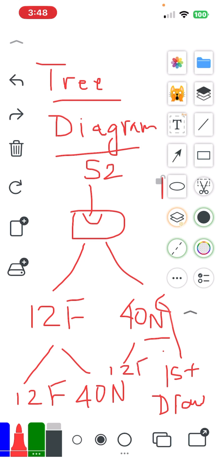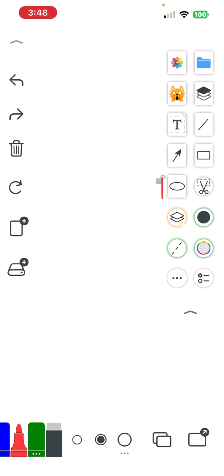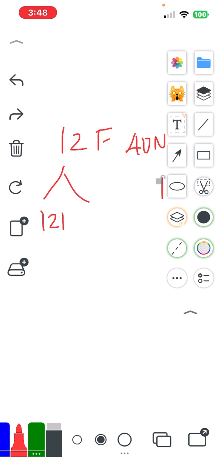So again, 12 face and 40 non-face cards. Let me draw this separately. So let's say this is your first draw, which is 12 face and 40 non-face cards. And your second draw will have 12 face because this is with replacement, which means you put that card back for your second draw.